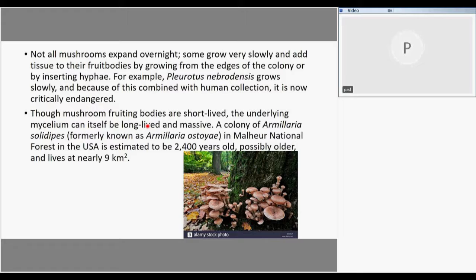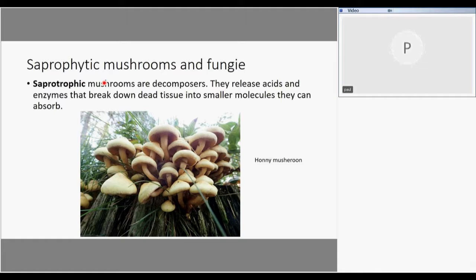Most of the mushrooms we have in the forest, like the fly agarics, are something like 10 to 20 square meters. But some of them can even be much bigger, and some of the species are very huge. I mentioned saprophytic mushrooms and fungi. Saprophytic mushrooms are decomposers. They are breaking down the material of the tree, for example, from leaves, from everything. They are returning the organic material into new material.